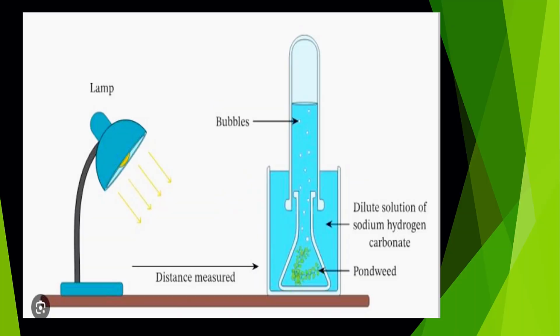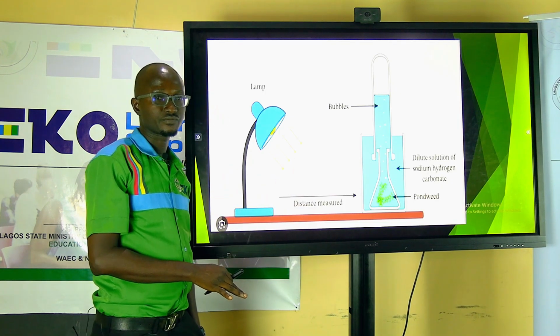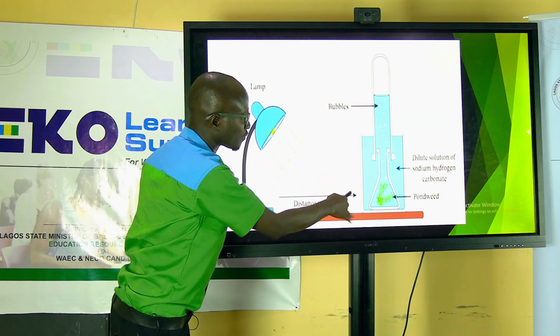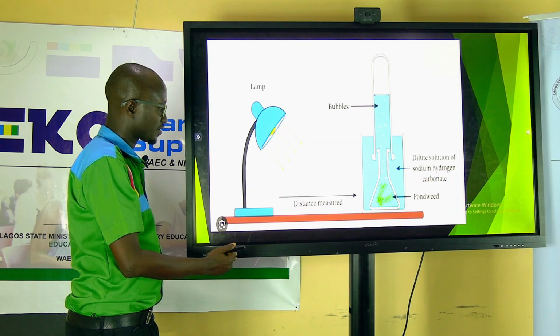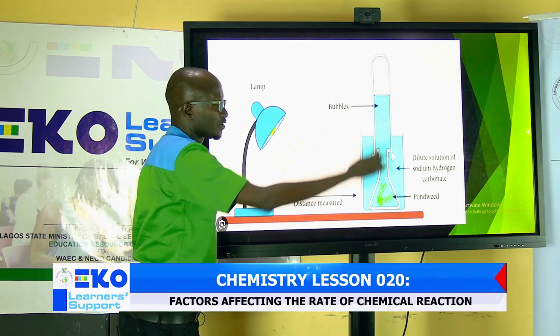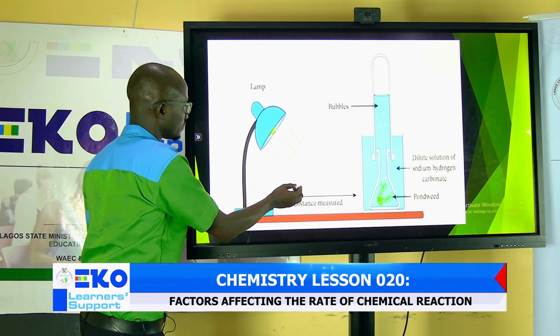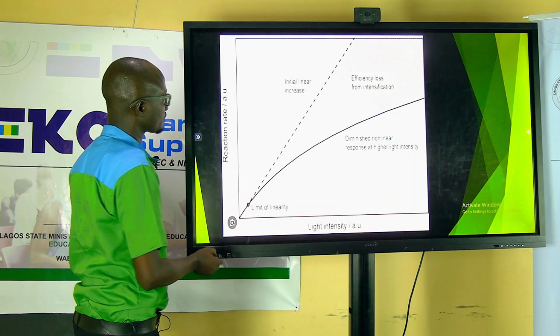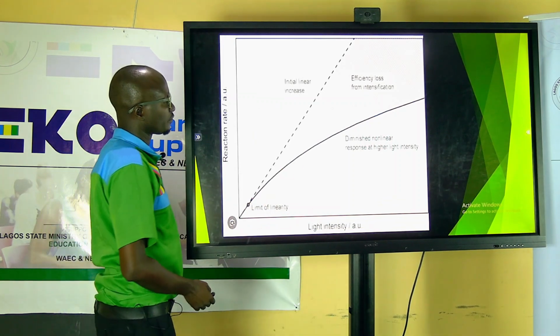Okay, this is also showing and emphasizing what we have said. The farther this light is from this place, the slower the rate of reaction, because this requires what? Light. So that's why the distance is measured at each point, when it is far and when it is near, and we'll check the reaction rate. So this is showing what we have said. This is also another one that shows how light affects the rate of what? Reaction.